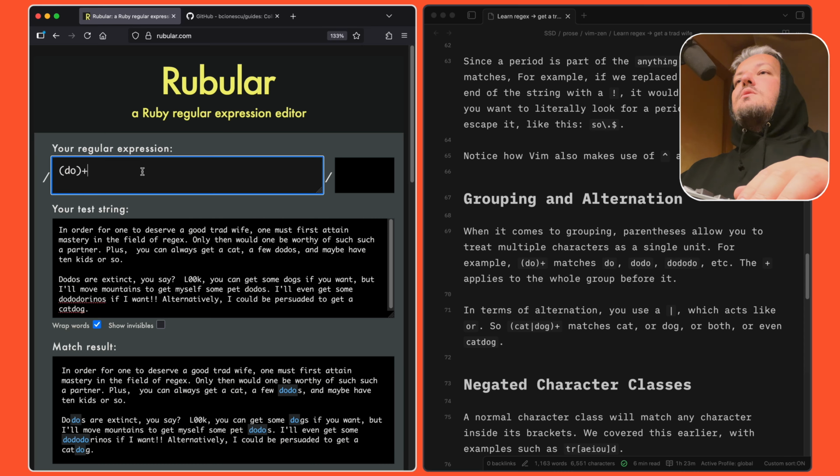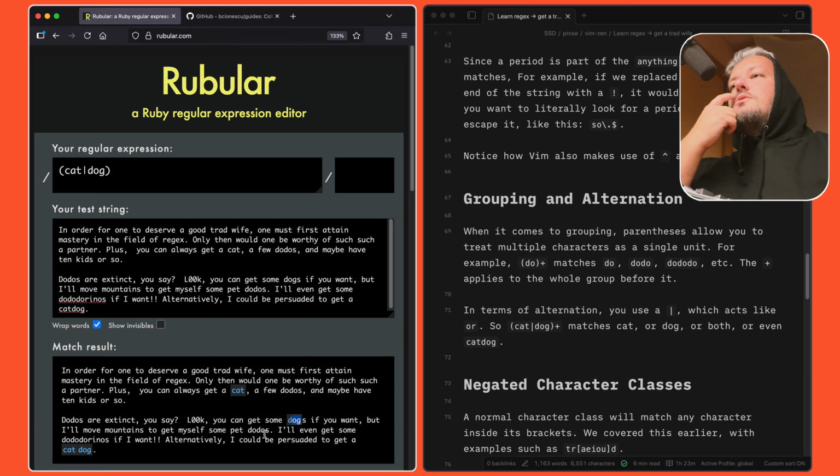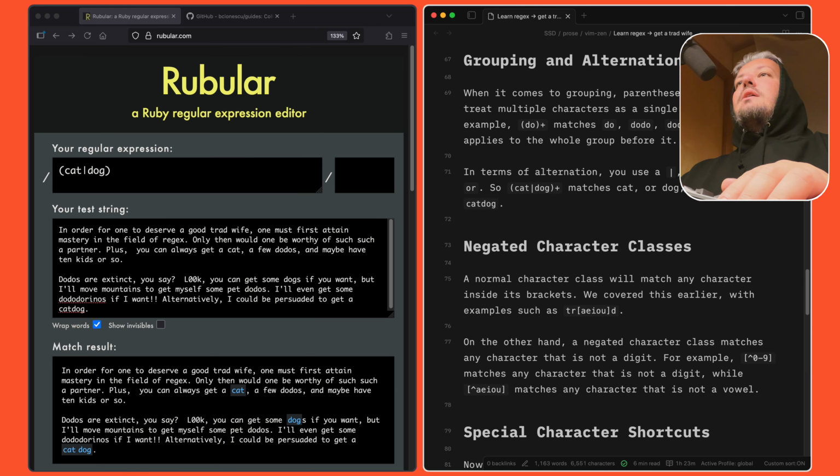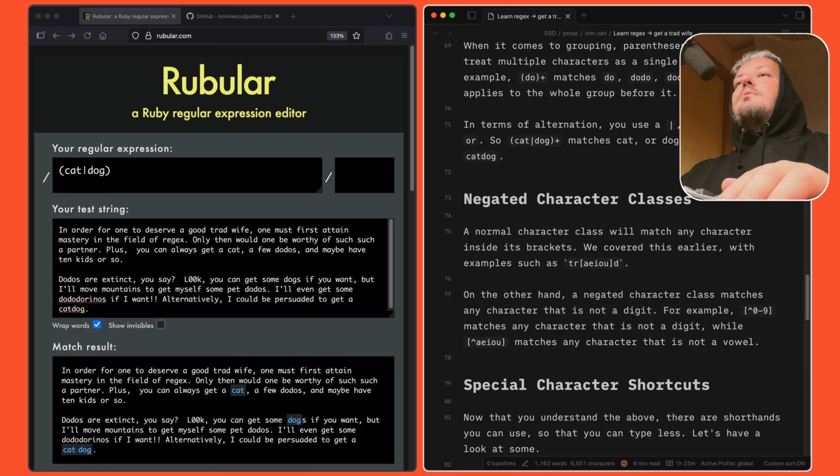And the reason why this is cool is because you can do stuff like this. You can do cat or dog like this. It's finding cat, but it's also finding dog. And it's finding cat dog as well. So a normal character class will match any character inside its brackets. We covered this earlier with examples such as t r vowels d.